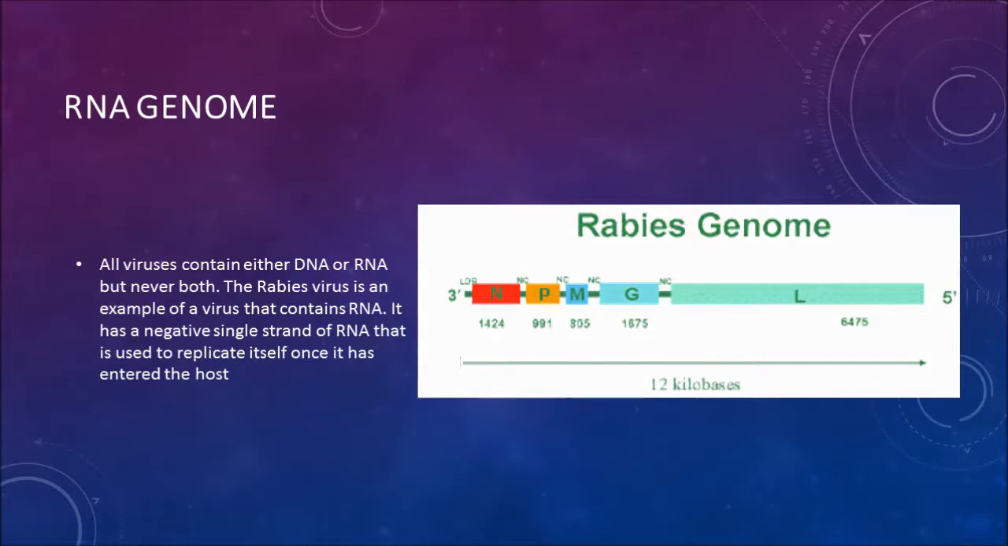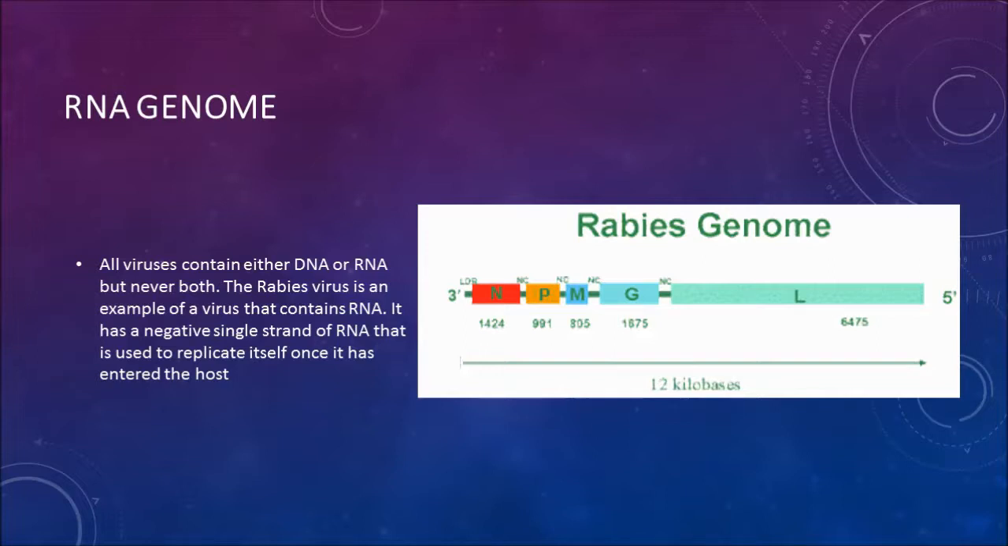So we know that in every kind of virus, there will either be a DNA genome or an RNA genome. There's never going to be both. In the case of the rabies virus, it's an RNA genome. It's actually a negative single strand of RNA, and that's what's used to replicate itself once it's entered the host.